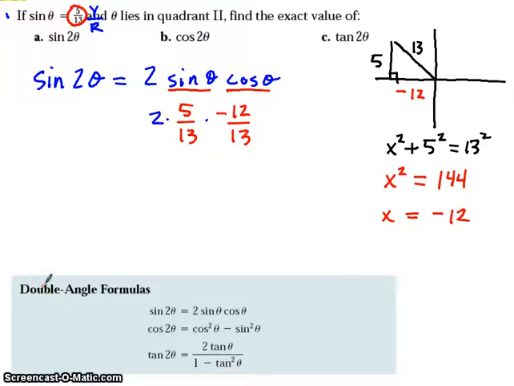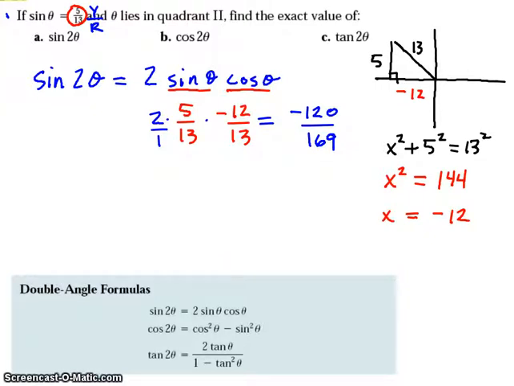And so from here, it's a matter of multiplying. And we have a 2 over 1 times 5 over 13 times negative 12 over 13. And that's going to give us negative 120 over 169.